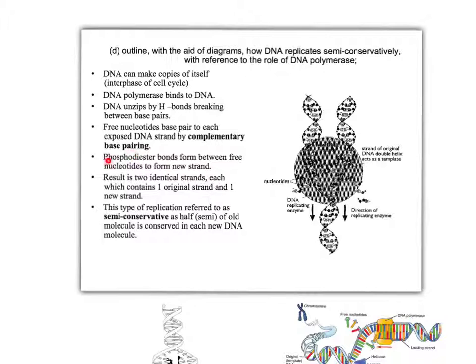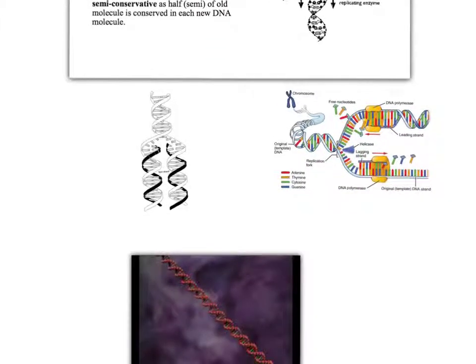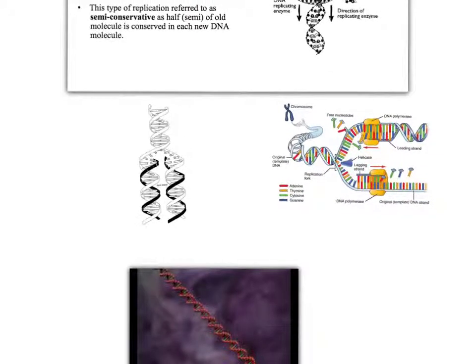Okay, and it also catalyzes the phosphodiester bonds in the new strands. Okay, and that results in 2 identical strands being produced. If I look at that or represent that diagrammatically, here's a simple diagram which is showing a single strand becoming 2 strands.